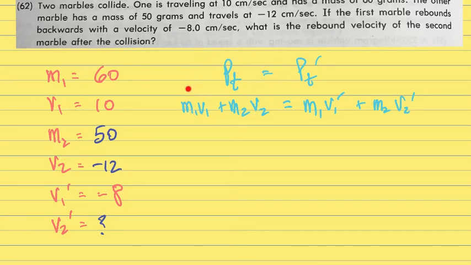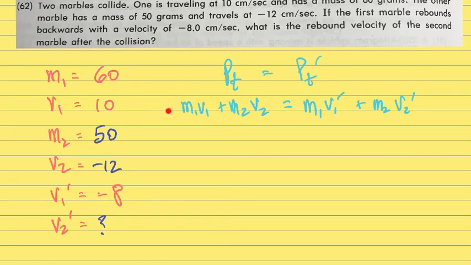So to find the total momentum, I simplified it. I have the first marble times the first velocity plus the second marble times the second velocity. Okay? Then just set that equal to the first marble's mass, which does not change, so we keep that number the same, times its velocity after the rebound. The second marble's mass does not change, so it stays the same, but this is the unknown. This is what we're solving for, the second velocity.